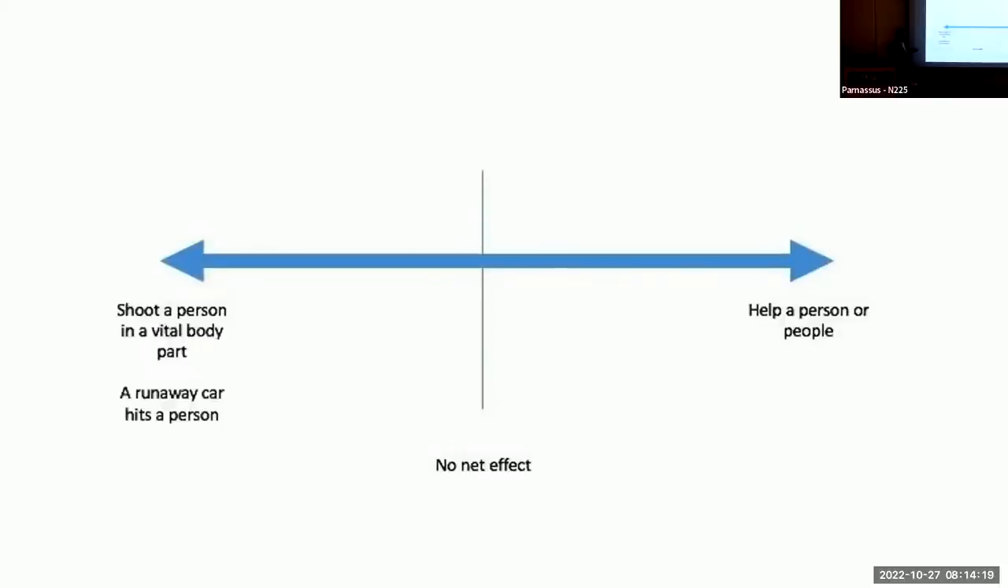Injury. I like it. Shoot a person in a vital body part like the head. That'll get the job done. Or hit a person in a car at high velocity. Not that I've been thinking about it, but you know, you could do something like that.